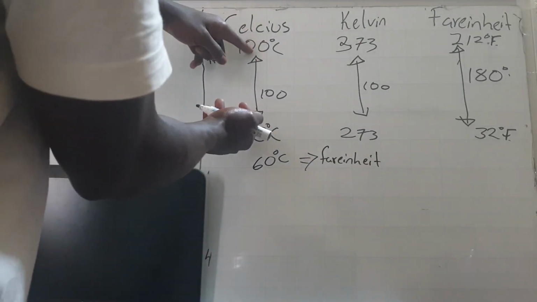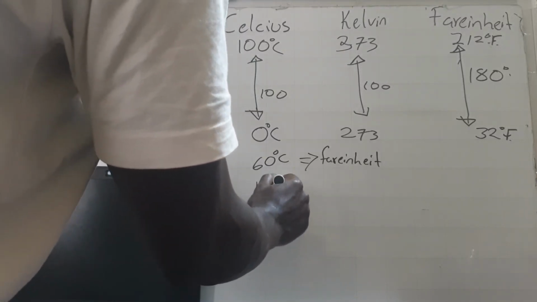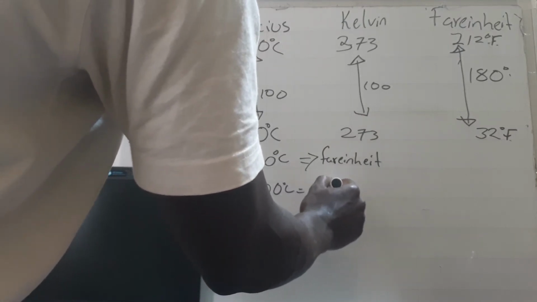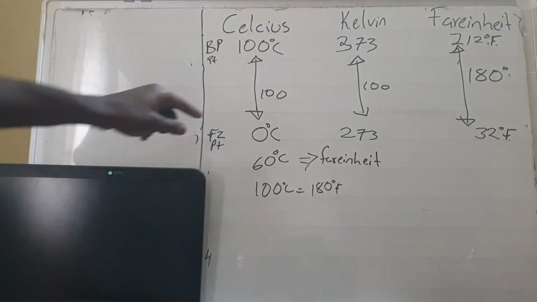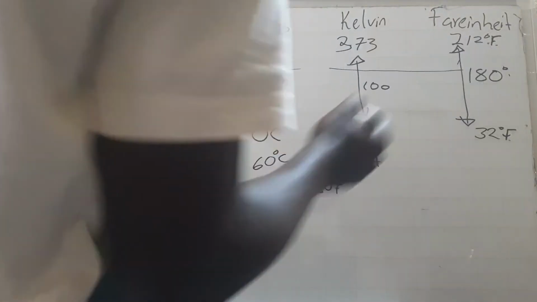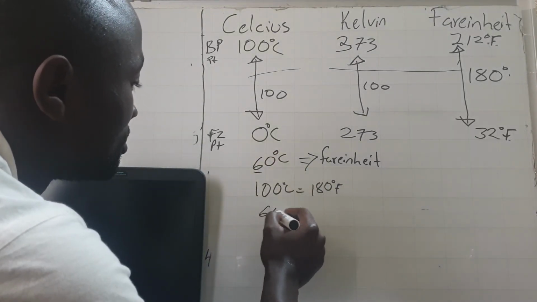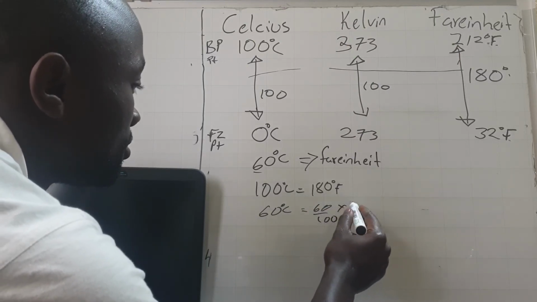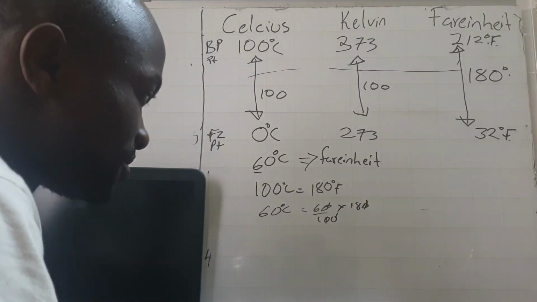First of all, I'll consider this ratio: this is 100, this is 180. So 100 on the Celsius scale is equivalent to 180 on the Fahrenheit scale. The difference, yeah? So what about 60? 60 is from 0 to 60, somewhere there. So 60 is the one that we want to convert. So 60 will be 60 over 100 times 180. So what do you get? 108.